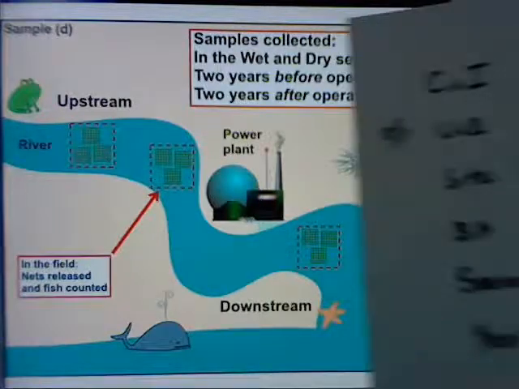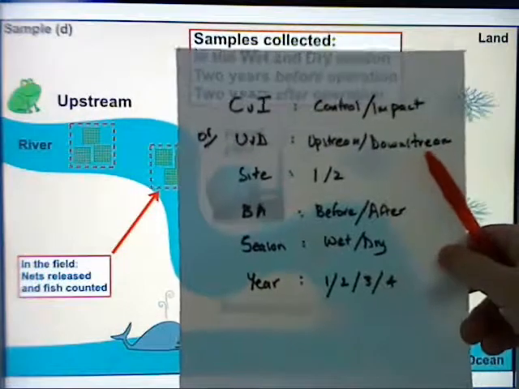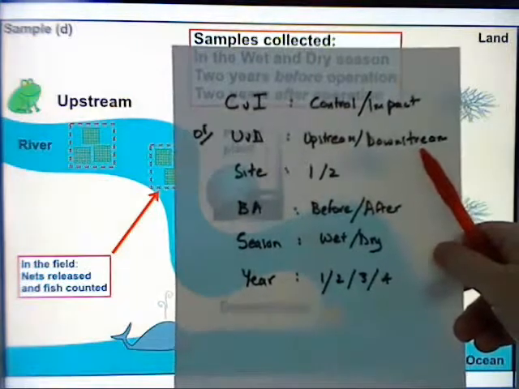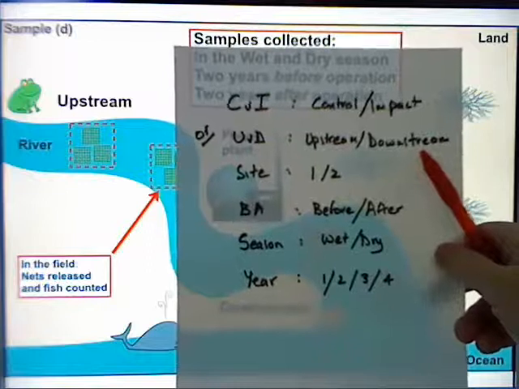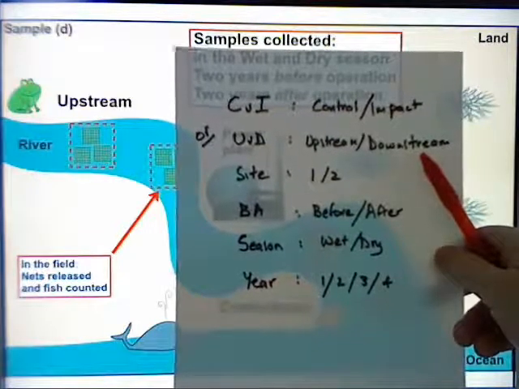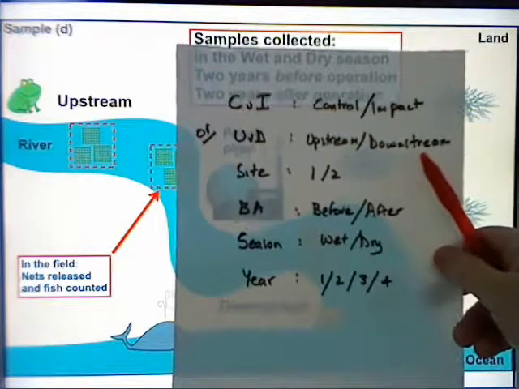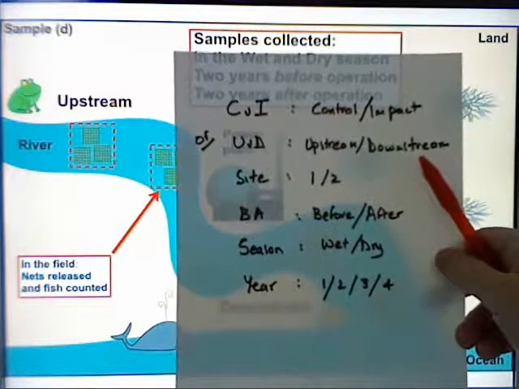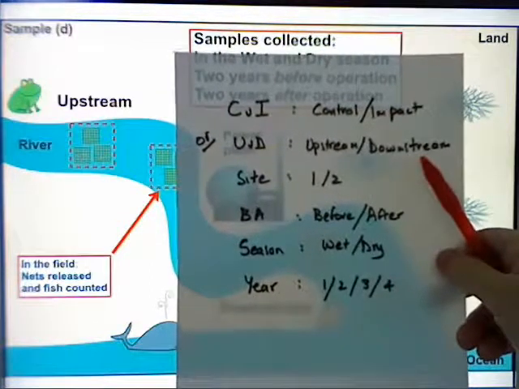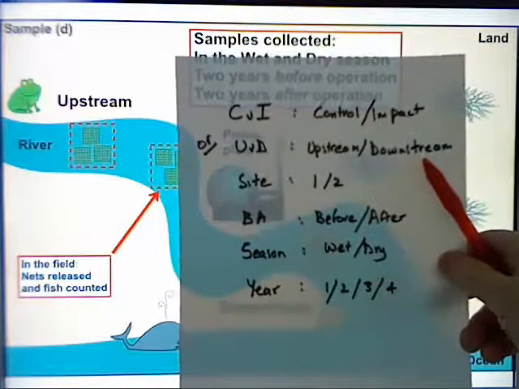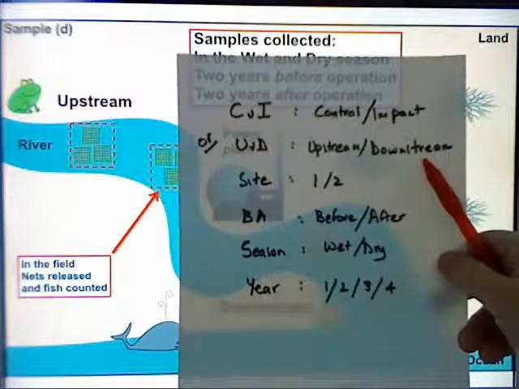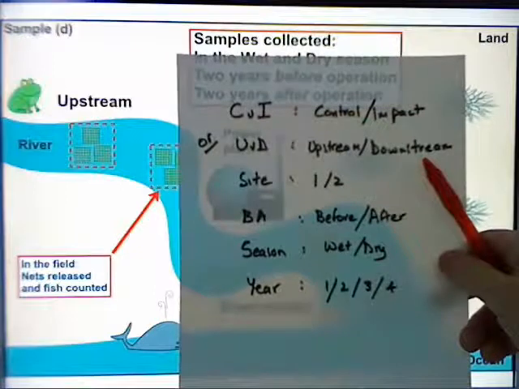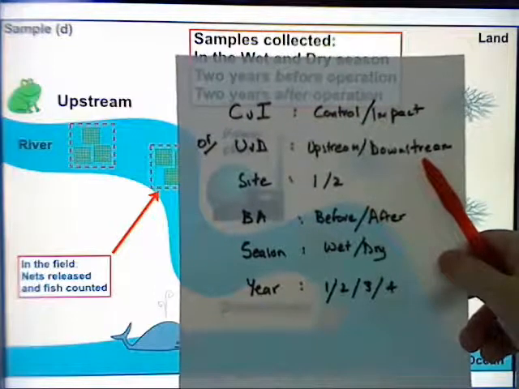So altogether, that's the most complicated one we've looked at here. The first spatial factor is either CVI or UD, control versus impact, or upstream versus downstream. Those are the 2 most obvious sets of labels to use. So those are alternative descriptions for that factor. The next factor is site. We've got 2 sites upstream and 2 sites downstream, and they'd be labelled site 1, 2 upstream and 1 and 2 downstream, or 1, 2, 3, 4.